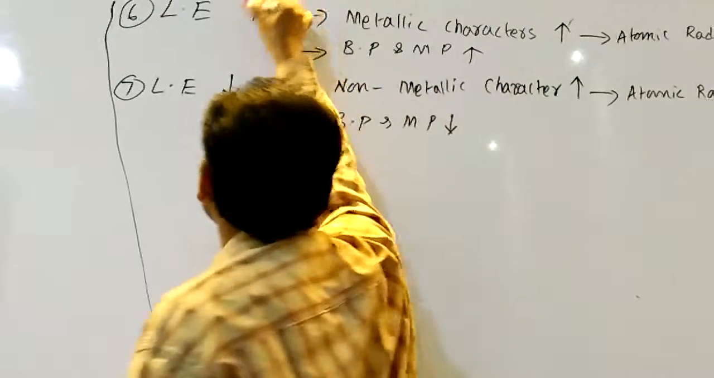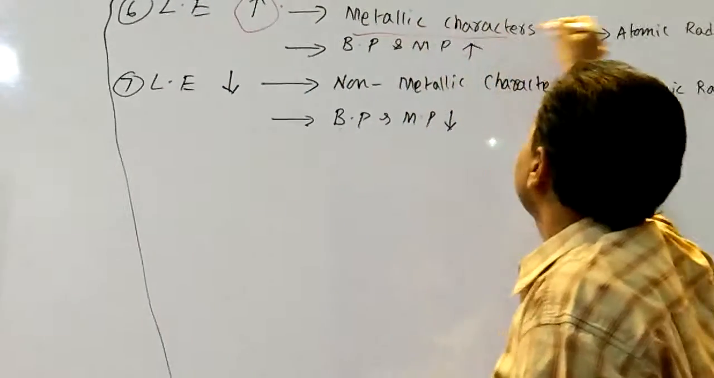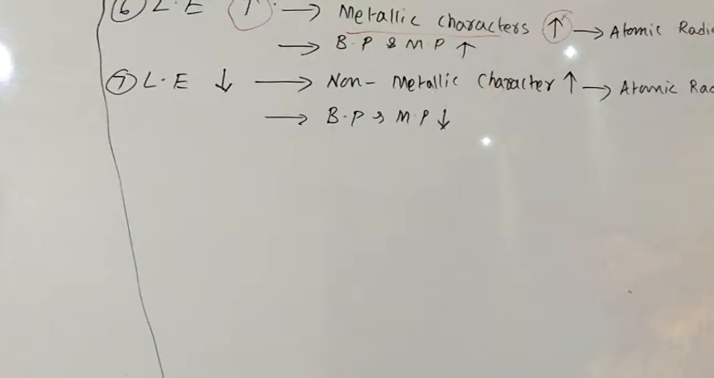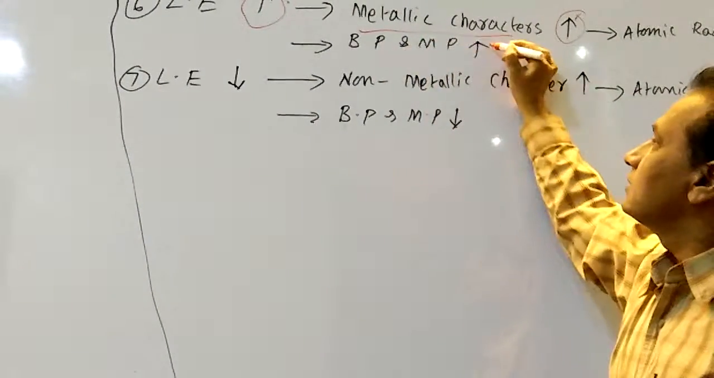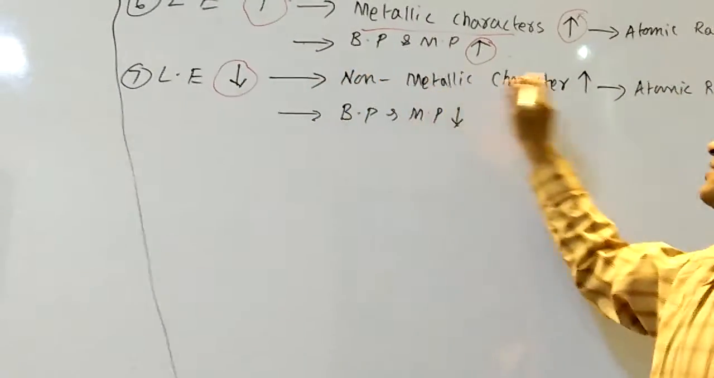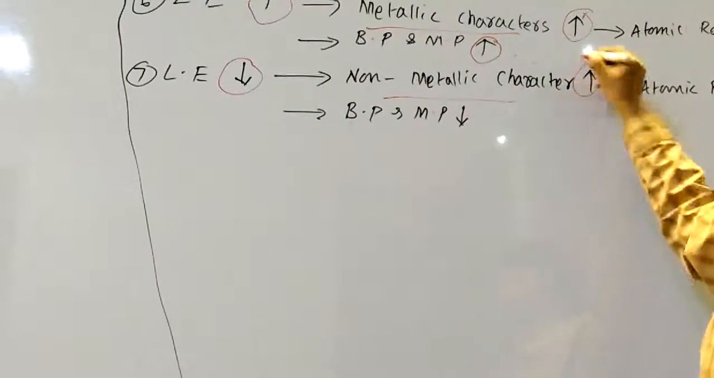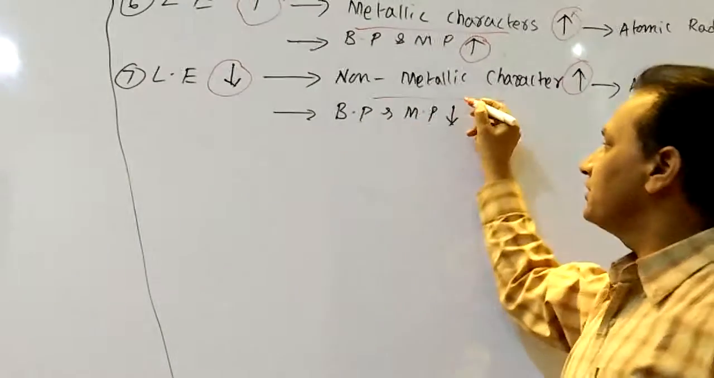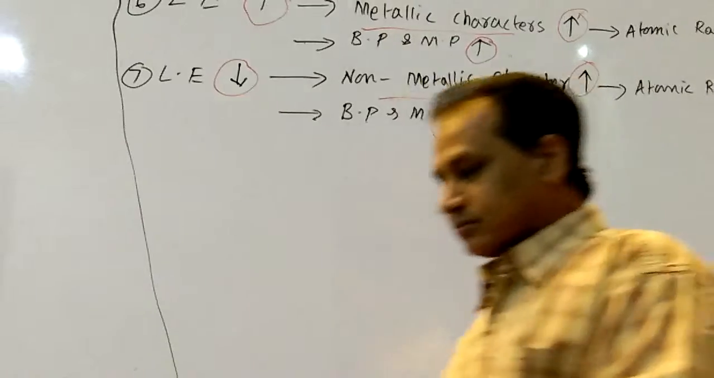What is this? Lattice energy increases, metallic character increases, and due to atomic radius increases, boiling point and melting point also increase. Lattice energy decreases, non-metallic character increases, atomic radius decreases, boiling and melting point decrease. Okay.